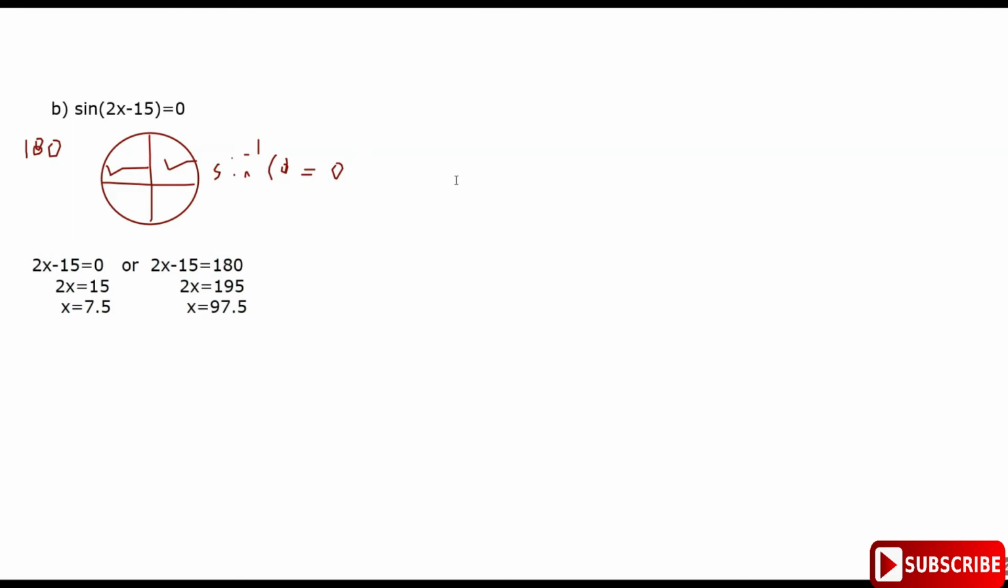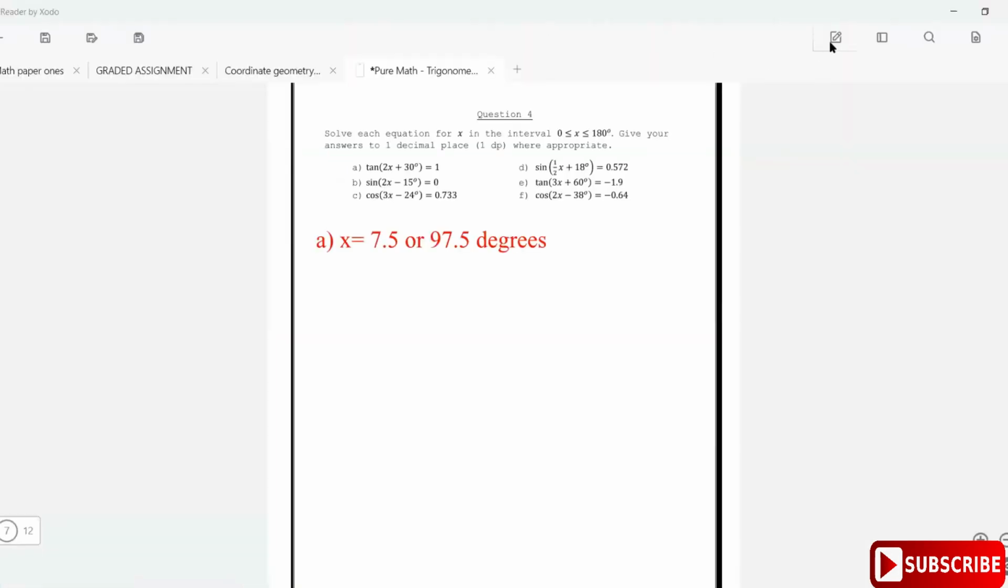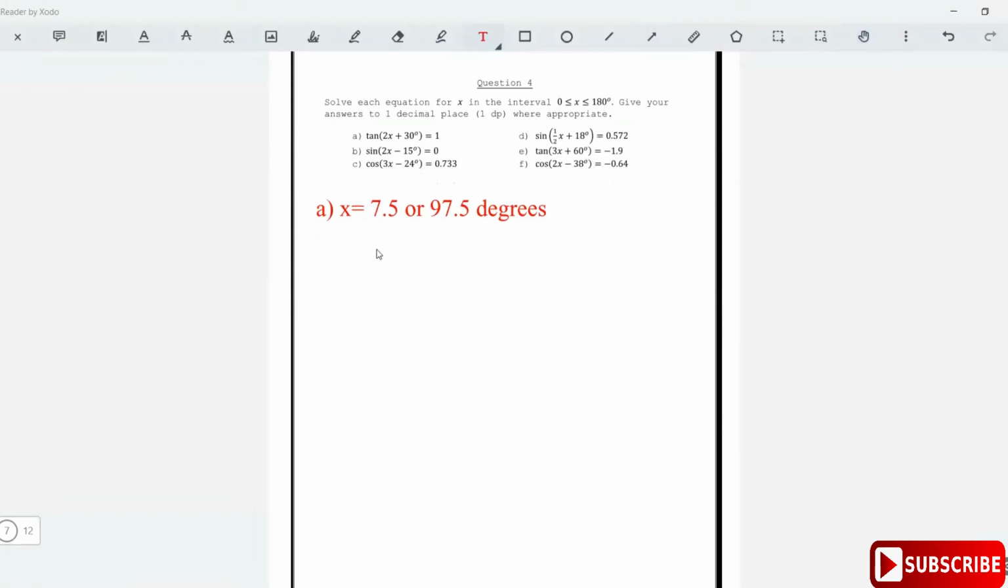So we pretty much got the same answers for part A and part B. Let's write that down. For part B, x equals 7.5 or 97.5 degrees. All right, let's look at part C.